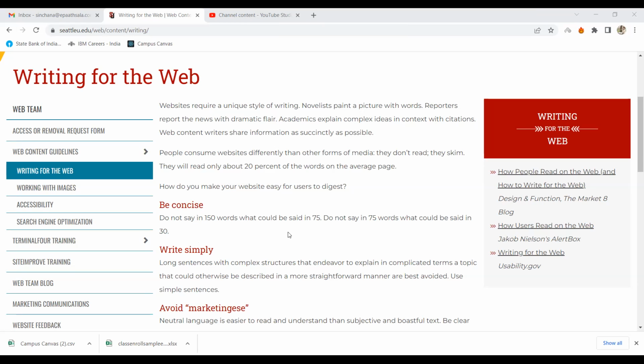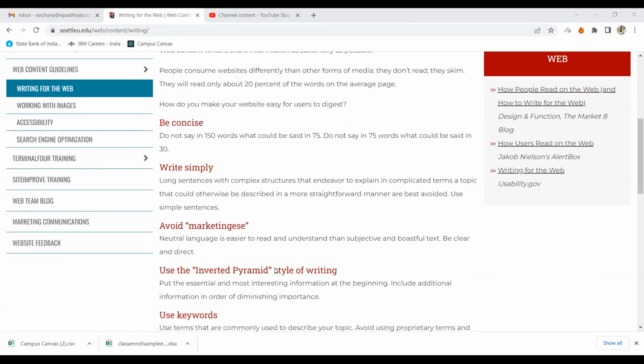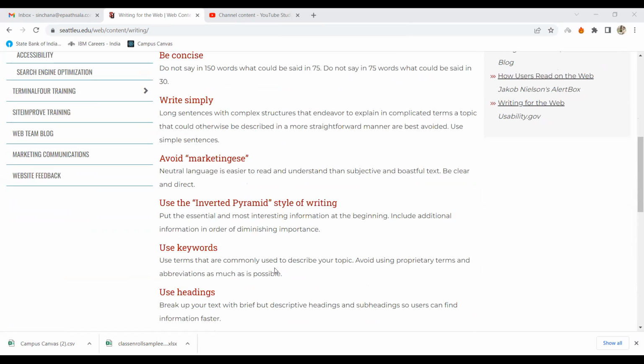Write simply. Long sentences with complex structure don't attract so many readers. You have to avoid marketing language. Neutral language is easier to read and understand than subjective and boastful text. So avoid that. It can be very clear and direct. Use the inverted pyramid style of writing. Put the essential and most interesting information in the beginning and include additional information in order of diminishing importance.